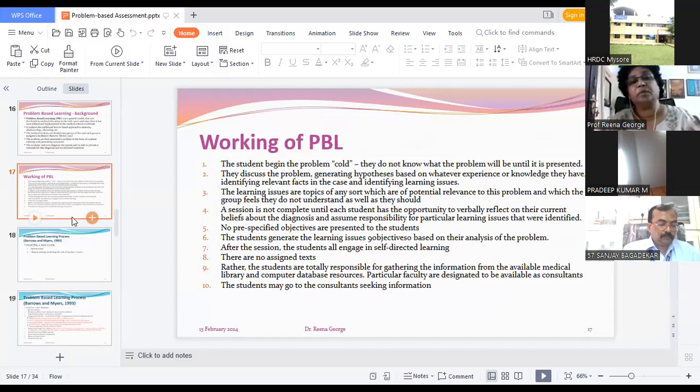They discuss the problem, generate hypotheses based on whatever experience or knowledge they have, identify relevant facts in the case and identify learning issues. Okay, so there are no pre-specified objectives presented to students. See, that is how we see the doctors. You go to a hospital, a casualty, a doctor will be sitting there. You're going there, presenting your problems to the doctor.